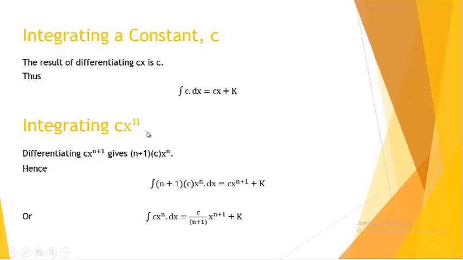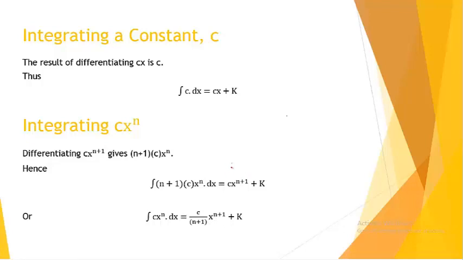Integrating cx^n. So the differentiation of cx^(n+1) would give us (n+1)c times x^n. Hence, integral of (n+1)c times x^n with respect to x would give us cx^(n+1) plus k. So by dividing both sides by n+1, we can get integral of cx^n with respect to x equals c over n+1 times x^(n+1) plus k.